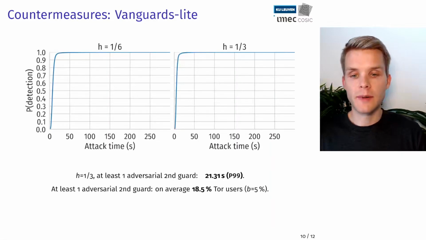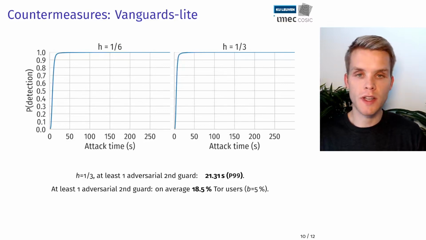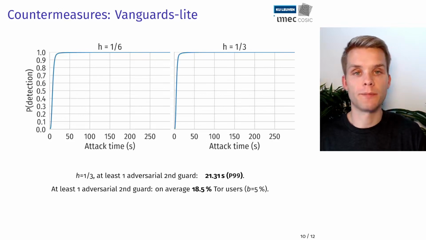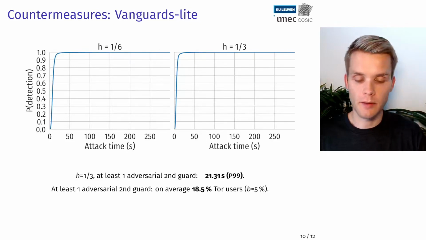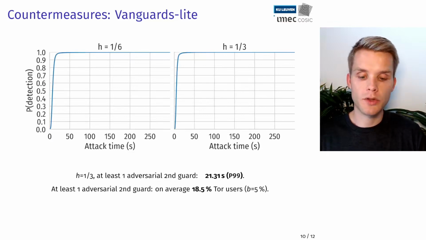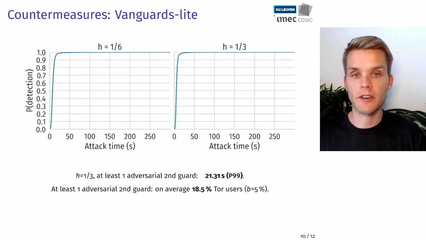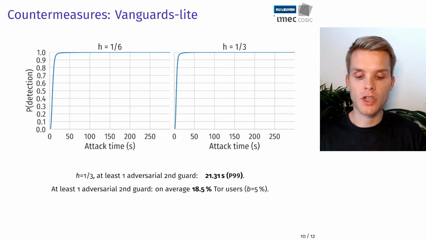Vanguards Lite presents a different picture. So in the case that Tor users chose at least one adversarial relay as part of their second hop guard set, compromise is quick. You can see here that after 21.31 seconds, 99% of the victims' guards have been discovered by the adversary. However, this is limited to only the set of Tor users that actually selected an adversarial relay in the second hop guard set. And this applies to, on average, only 18.5% of Tor users for the 5% bandwidth share adversary. The remaining Tor users are fine.